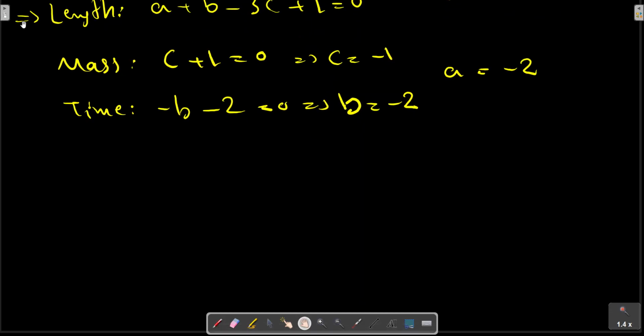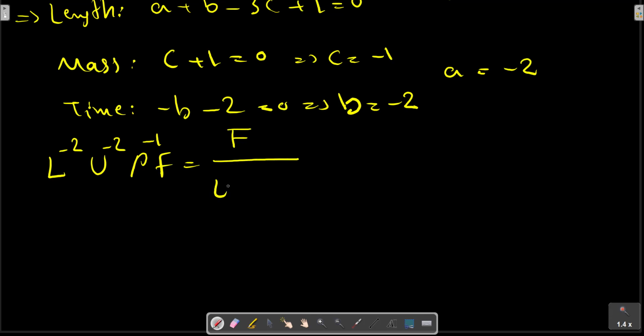So we have the relation for the first pi group. The first pi group can be written as L minus 2, U minus 2, rho minus 1, F, which we can simplify and change to a better form. The first pi group is our drag force coefficient. This is the first pi group.